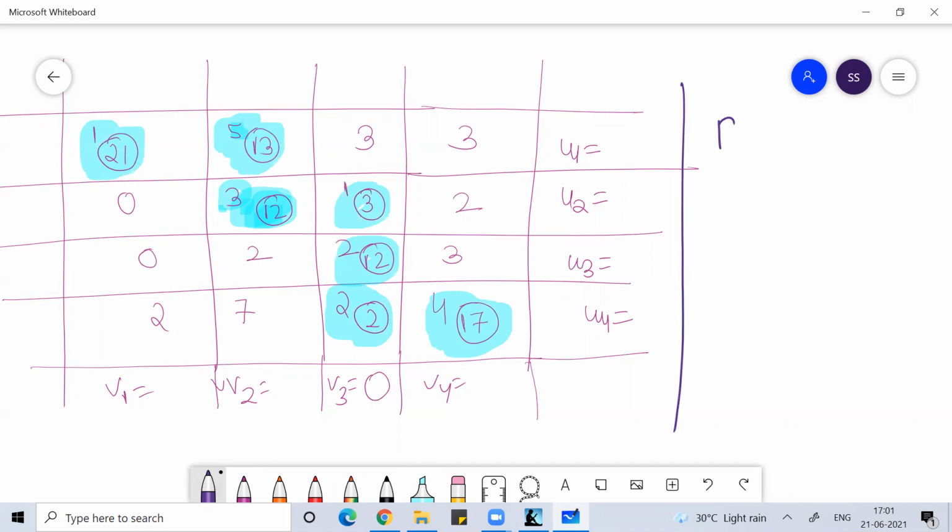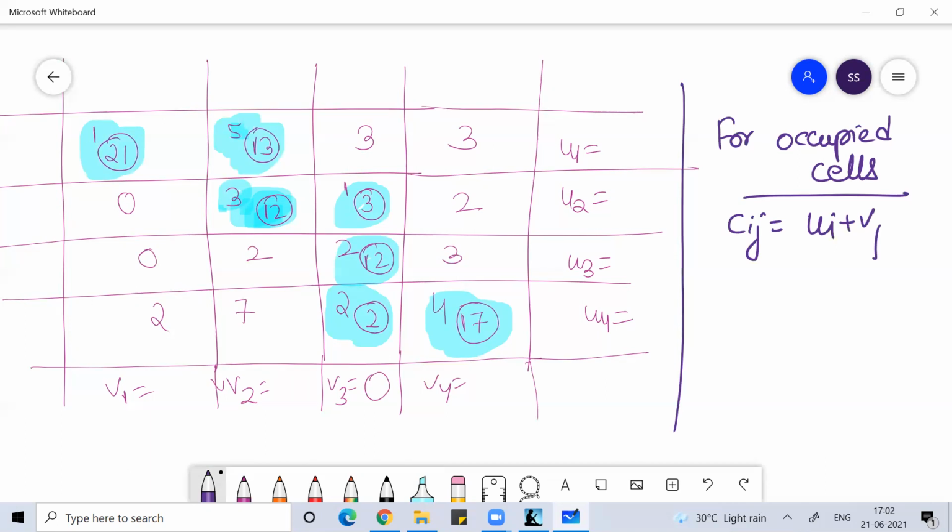Then for occupied cells, use the formula Cij is equal to Ui plus Vj for occupied cell. So you know their cost and all, right? Ui Vj is one element you have to put 0. So U2 you will get 1, U3 you will get 2, U4 you will get 2.